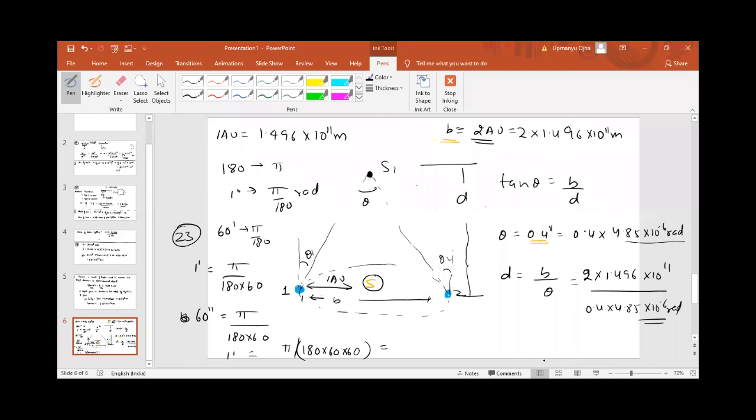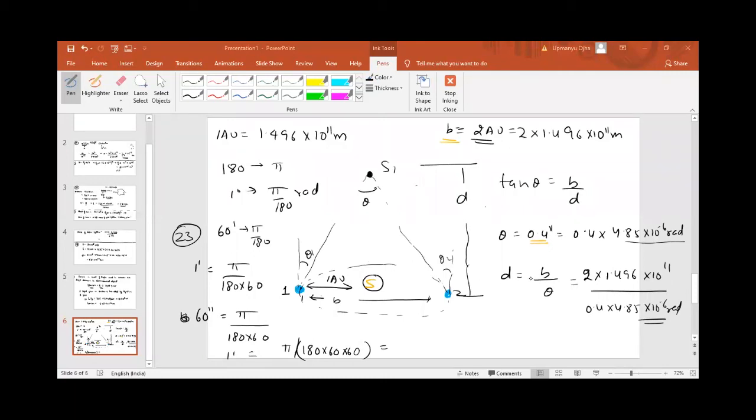Correct now? Fine. Now d is the distance of the distant star from the earth. So we can use the parallax method here, that tan theta must be equal to b by d. B is the distance traveled by the earth in the span of 6 months, that is 2 astronomical units. D is the distance of the star from the sun, that is d.